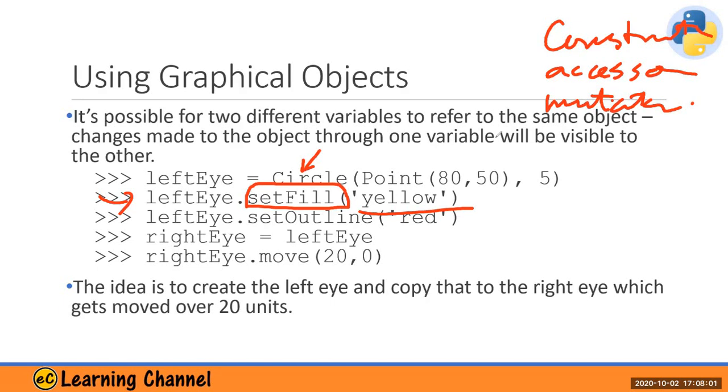So the next one, set outline, what type of function is it? Is that a constructor or an accessor or a mutator? I think it's a mutator. Yeah. How about this one? You continue. Right eye equals left eye. What does it mean?